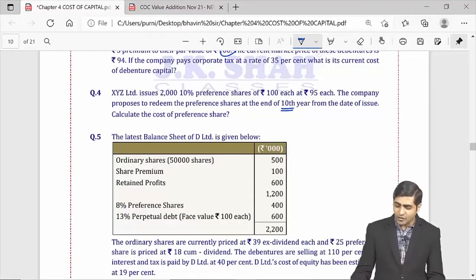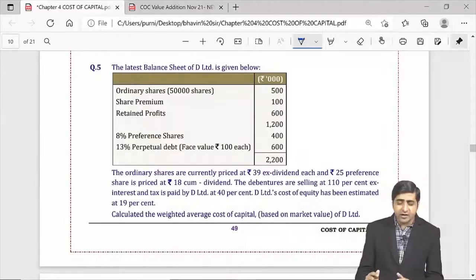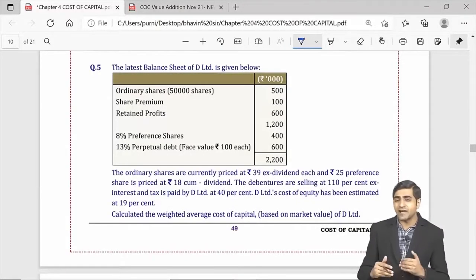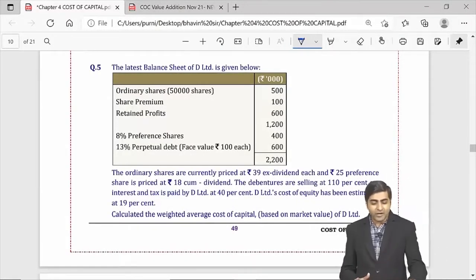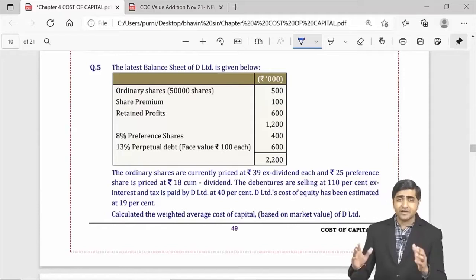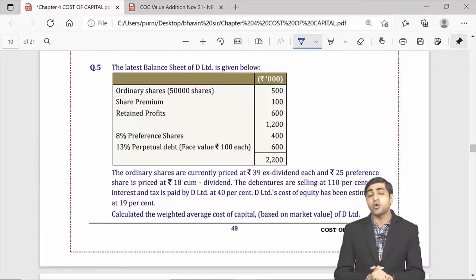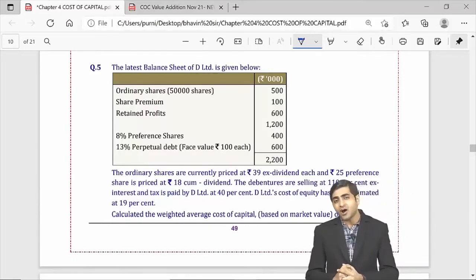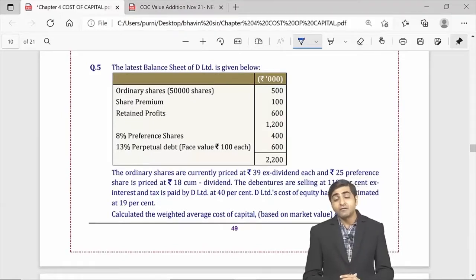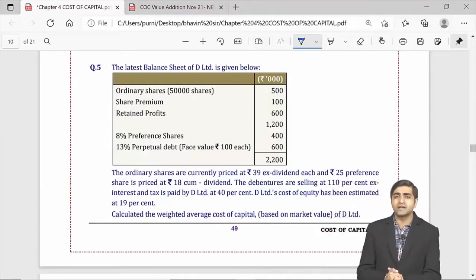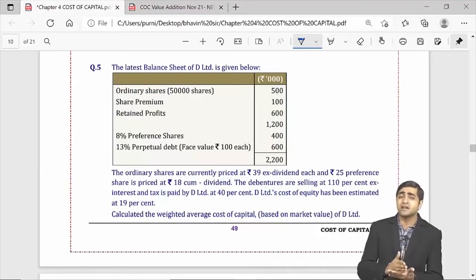Then my dear students, from question number 5 onwards, here we are going to use the concept of weighted average cost of capital. So let me quickly revise what is weighted average cost of capital. That is nothing but your overall cost of capital. Now always remember that whenever we are going to raise finance from multiple sources, it is not necessary that we are going to raise it in the same proportion. We are going to raise it in different proportions and different weights.